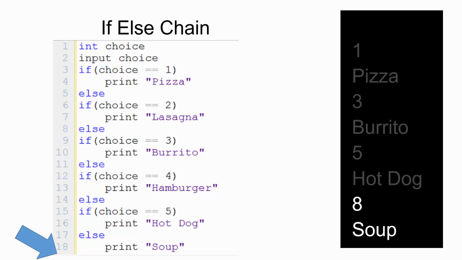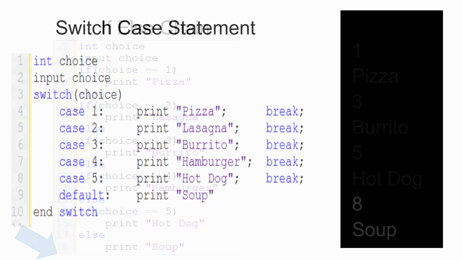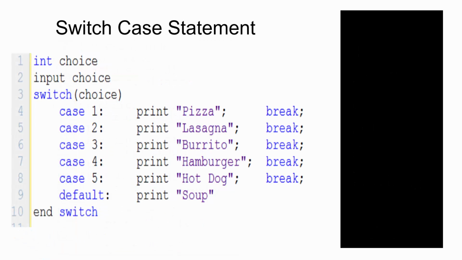As you can see, this chain of if-else statements took up 18 lines of code and is fairly easy to see and understand. But there is a better way to do this, using a switch case structure like this one. Notice that it only takes up 10 lines of code and is much easier to see and understand. It works pretty much the same way.